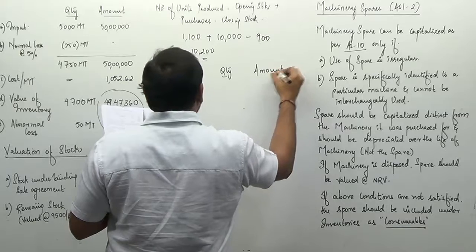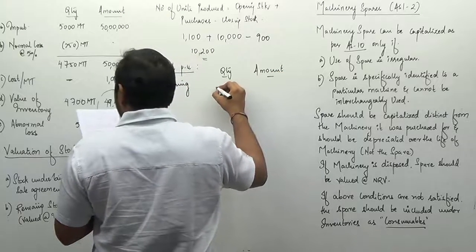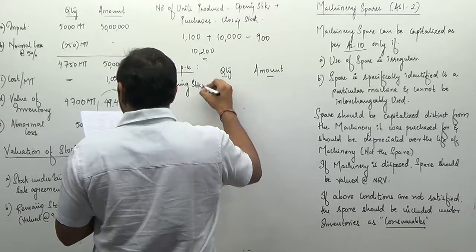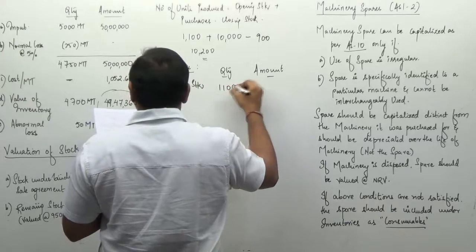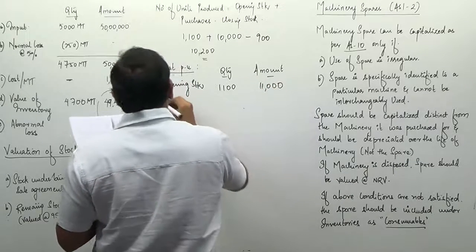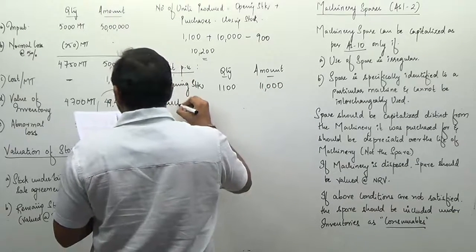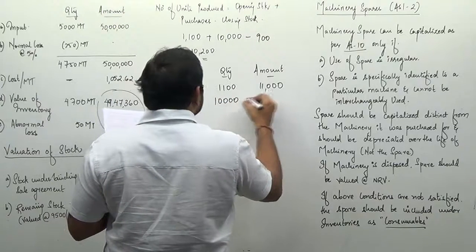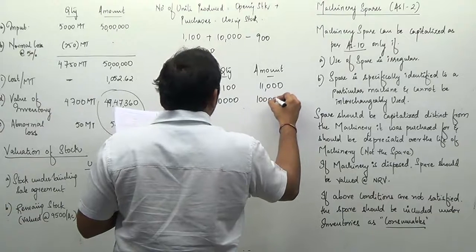Quantity and amount. Opening stock: 1,100 units, each one costing 11,000. Then I have purchases. How much? 10,000 units purchased at a cost of 1 lakh.